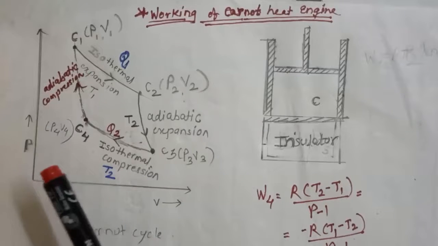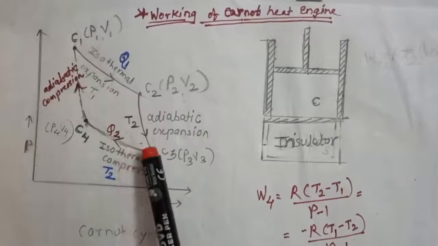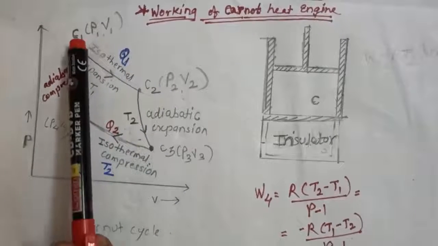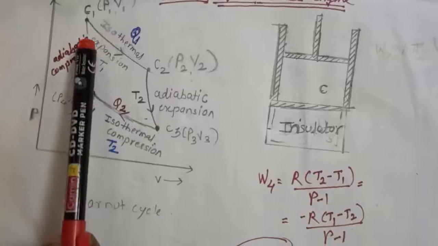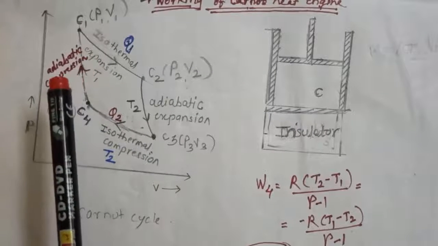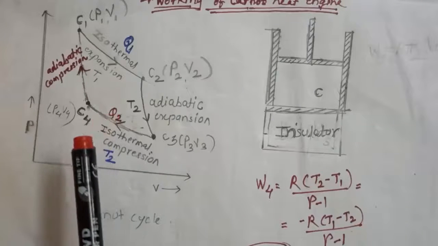Now the cycle C1 C2 C3 C4 C1, this cycle is called a Carnot cycle. This Carnot cycle is a reversible cycle. This is about the working of Carnot heat engine.